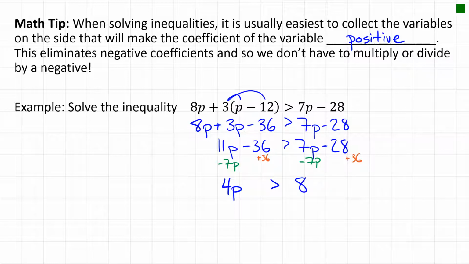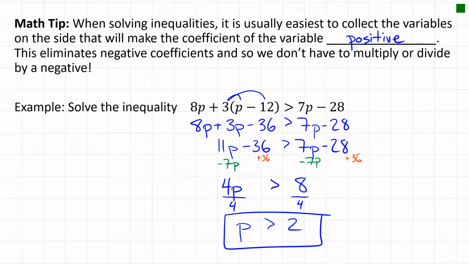And now when I go to do this division, 4 divided by 4, I don't have to worry about flipping the inequality sign because I chose to subtract this 7p on this side, which kept my coefficients as positive. So it's just a tip to keep things simpler so that it reduces the possibility for errors if you take that strategy.